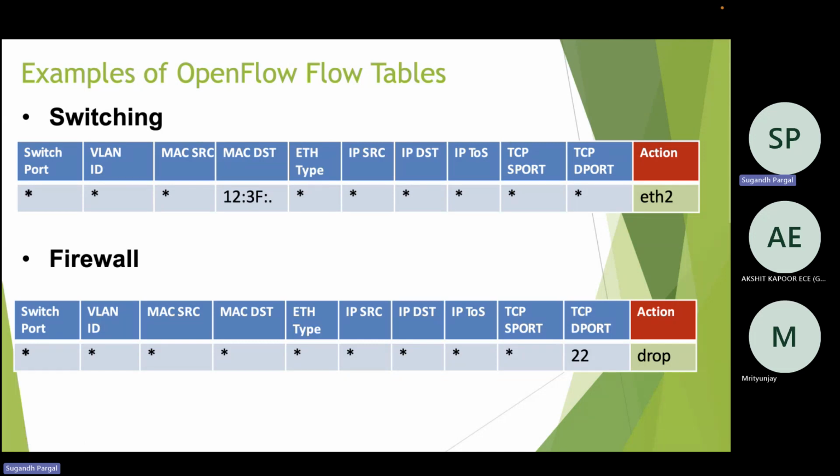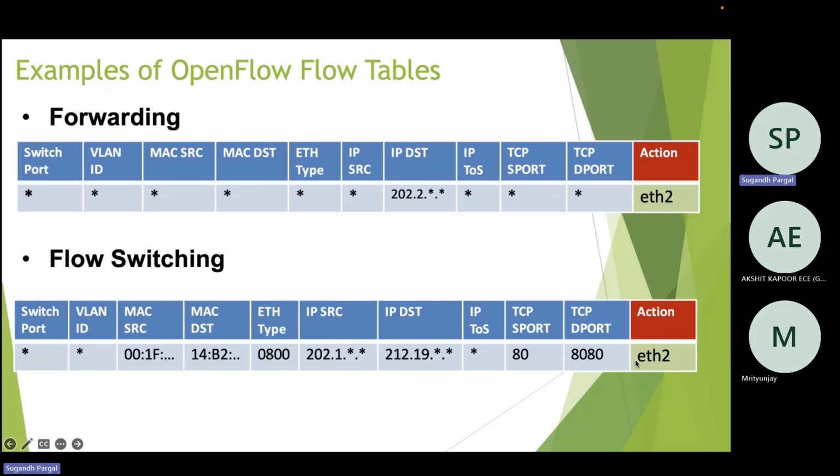So there are certain examples of OpenFlow tables. One example is switching, in which we want to switch the port. So we have the MAC of the destination address and the action. That means the incoming packet should move to Ethernet 2 for the switching. Another example is a firewall, in which we need to block a certain destination port. Here the destination port is mentioned and the action is to drop that packet.